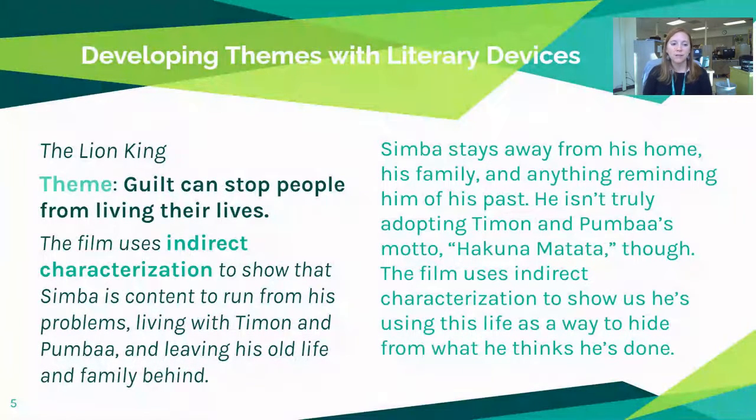This is another example based on one of our previous examples of theme. We said that in The Lion King, a theme could be guilt can stop people from living their lives. So I'm going to use indirect characterization here since we've talked about it a lot. So we could say that this film uses indirect characterization to show that Simba's content to run from his problems, living with Timon and Pumbaa, and leaving his old life and family behind. And the film does this because Simba stays away from his home, his family, and anything reminding him of his past. He isn't really truly adopting that motto, Hakuna Matata, because that means that he's leaving the past behind him.